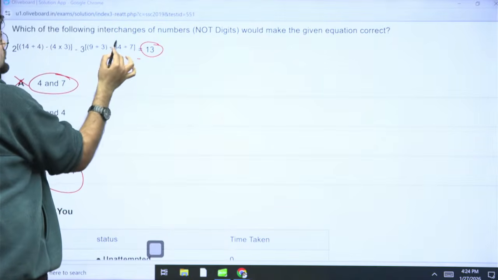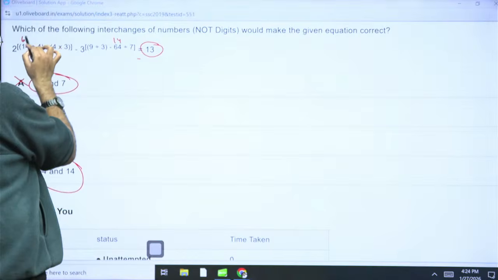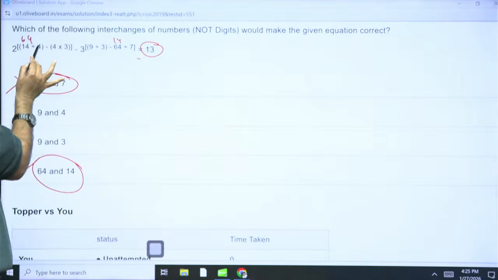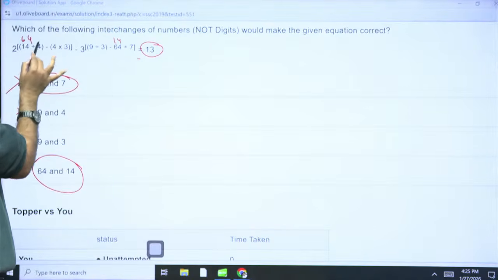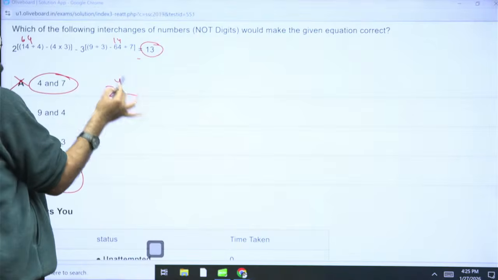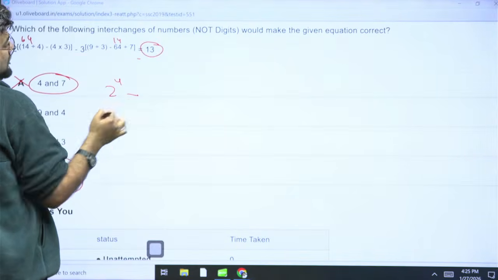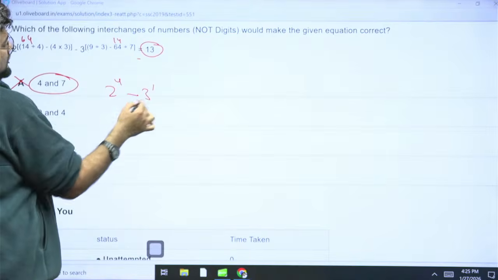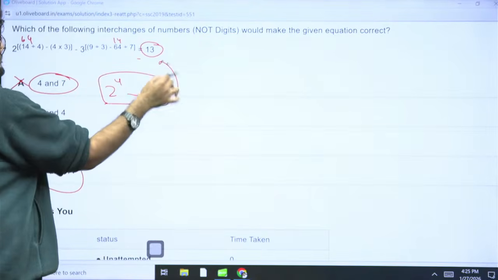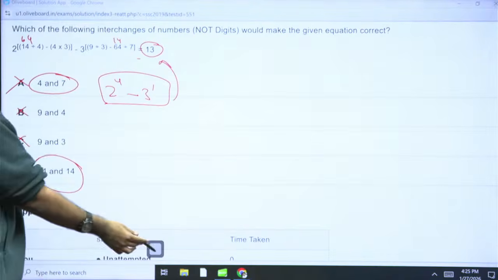So what are you going to do now? You're going to change the position of 64 and 14. So 64 divided by 4 is 16. 16 minus 12 is 4. So 2 raised to power 4 minus 9 divided by 3 is 3, minus 14 divided by 7 is 2. 3 minus 2 is 1. So this is 3 raised to power 1. So 16 minus 3 is 13. So option D is the correct answer. Got it?